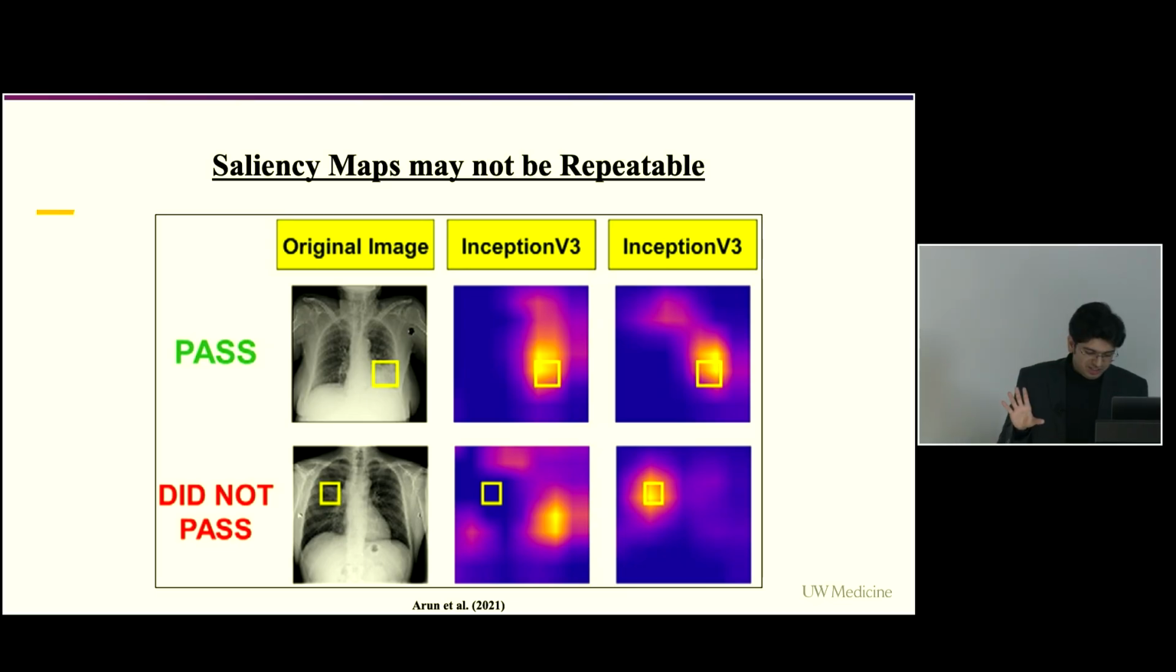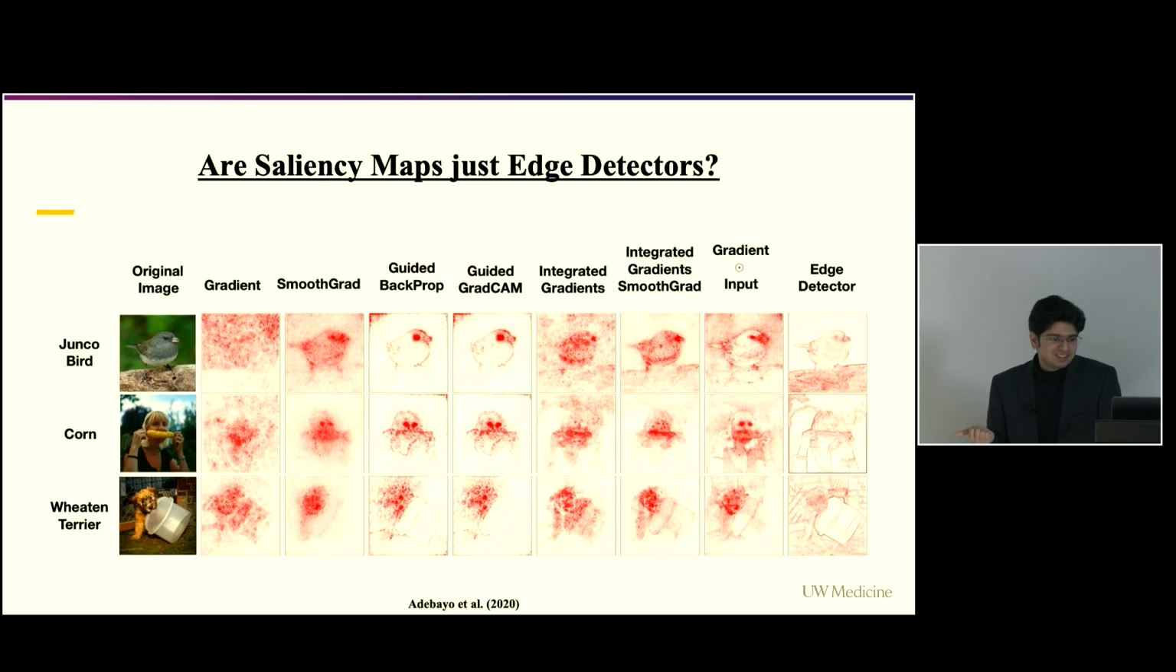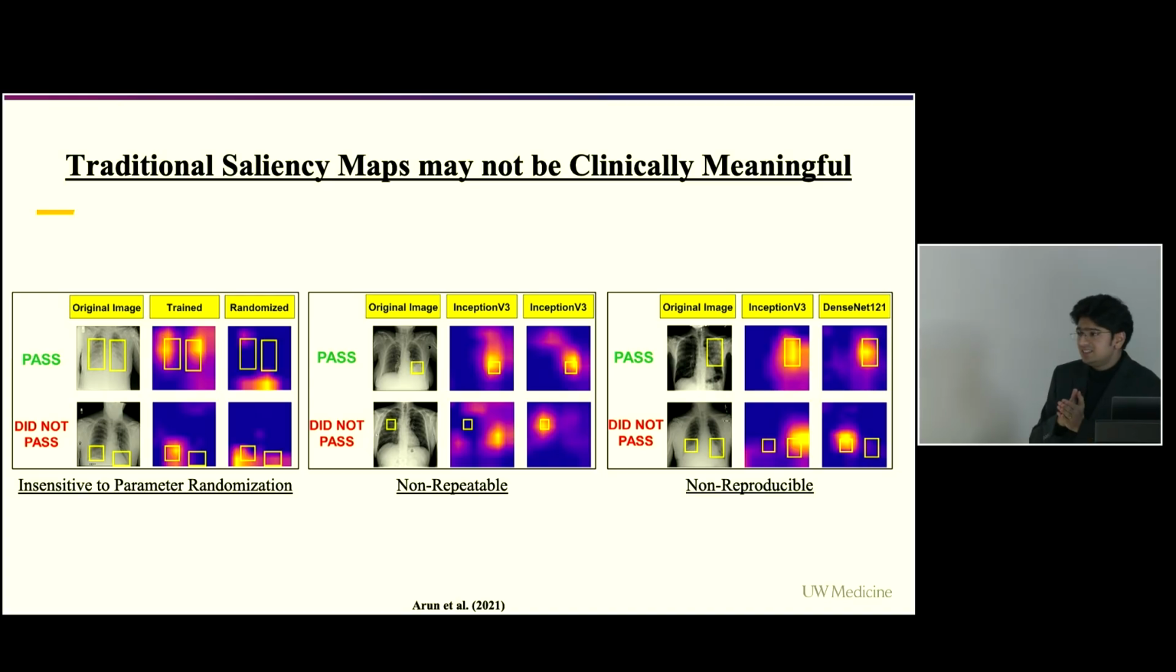Another mind-boggling finding is that this is not just consistent in medical images. A recent study in natural images found that a plethora of these well-built saliency maps just work as well as edge detectors. Their visualizations are like simple edge detectors that are agnostic of the data and agnostic of the deep learning model. So now, it is not really clear whether these saliency maps are clinically meaningful or not.